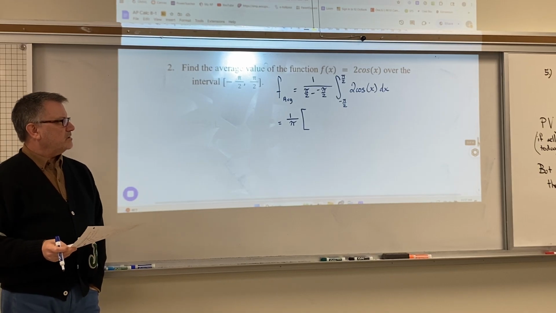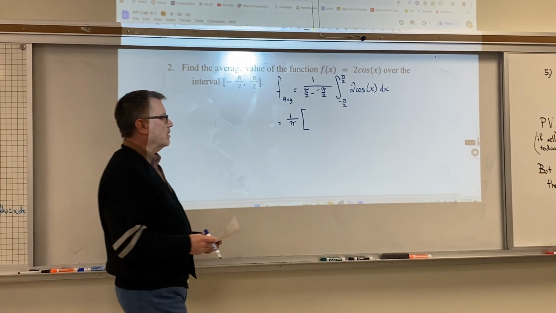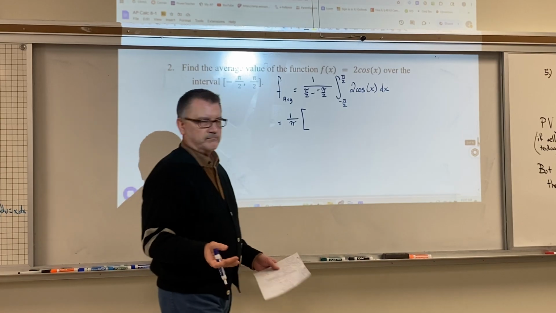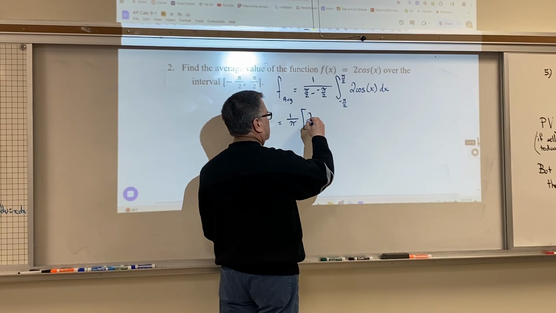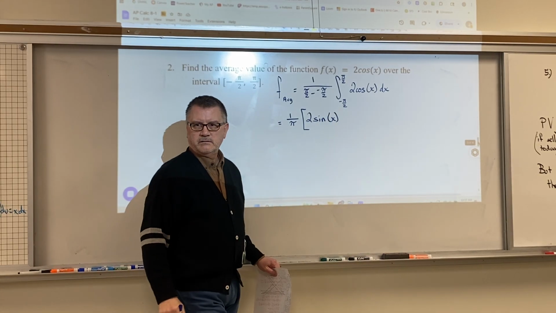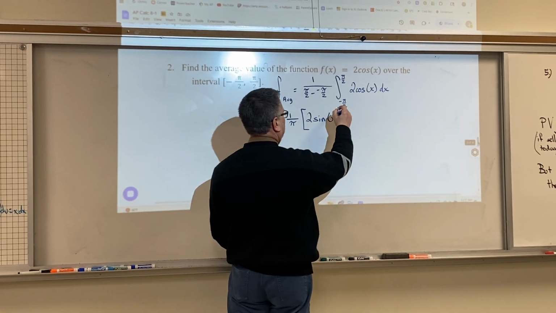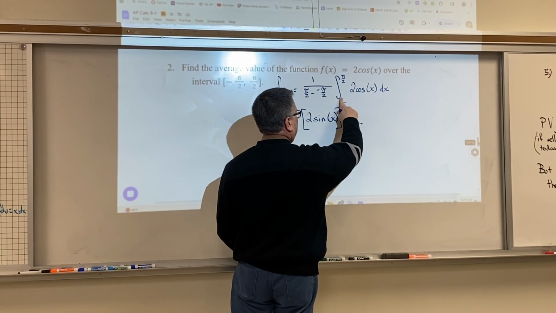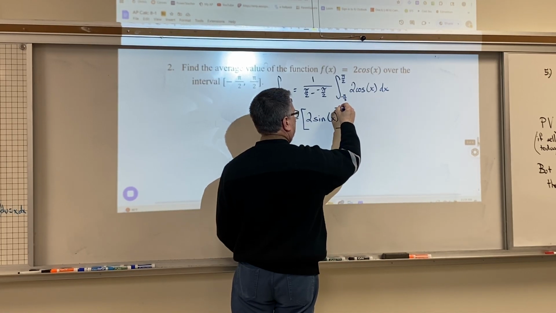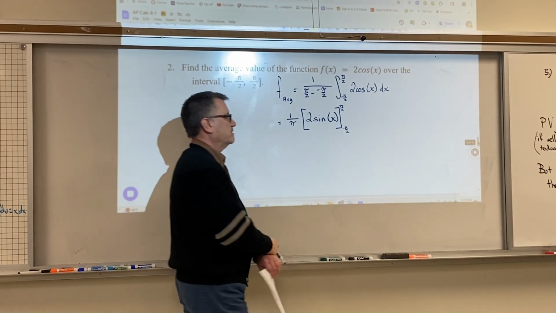So what's the integral of 2 cosine? 2 sine. Or we could pull the 2 out if you want. 2 sine plus c. No, because we're taking a definite integral. I gotta move that up. From negative pi over 2 to pi over 2.